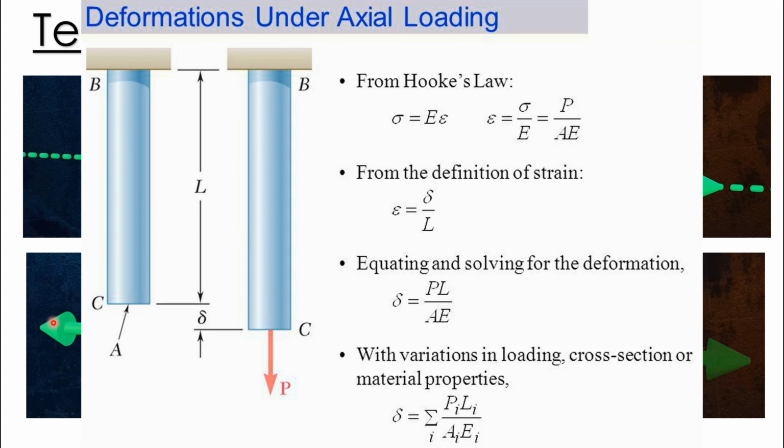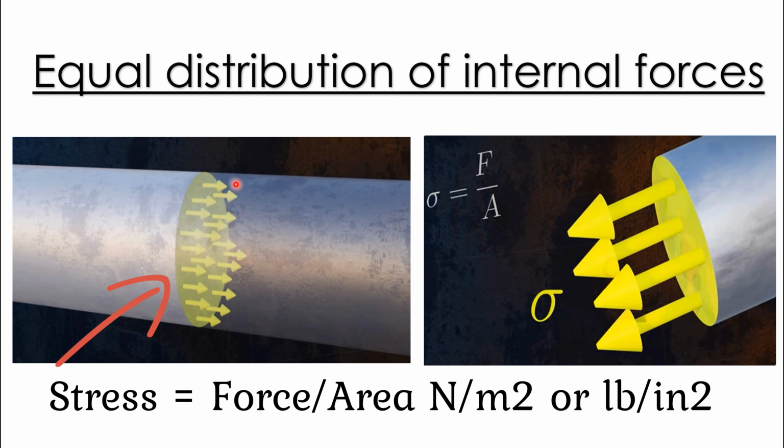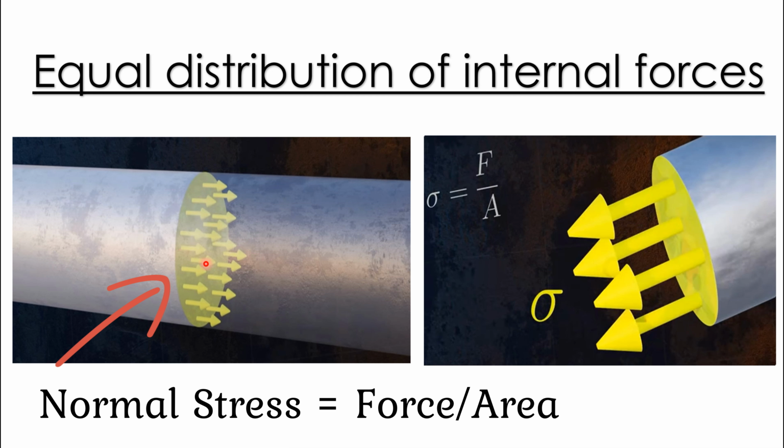In case the external forces are more than the internal resistive forces, the bar shall be deformed as shown in the picture. These internal resistance forces are equally distributed across the entire cross section of the bar or a pipe. These equally distributed internal forces developed within a body are called the stresses. Hence, the internal force per unit area is called the stress, and its unit is either Newton per meter square or pound per inch square. These internal forces act perpendicular to the surface of the cross-section area of the bar or a pipe, and hence are also called normal stresses.